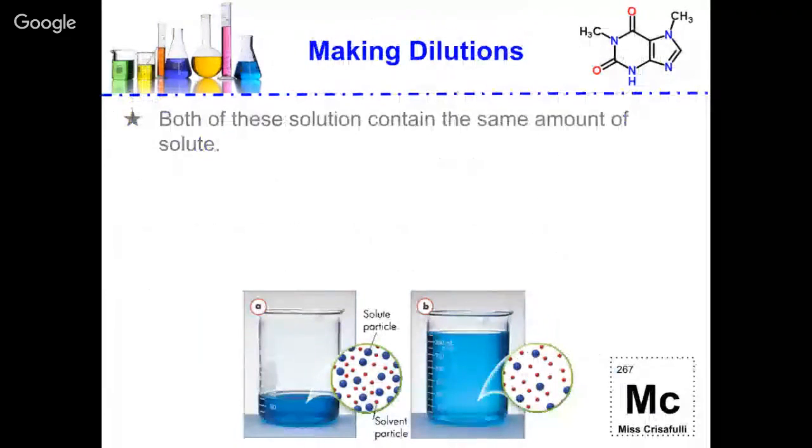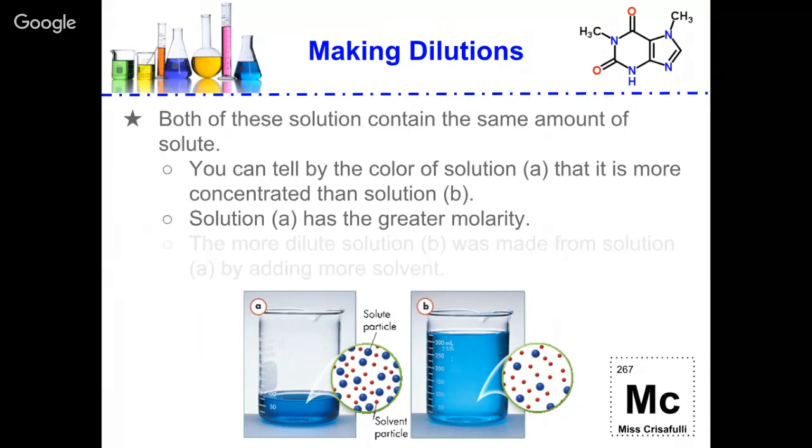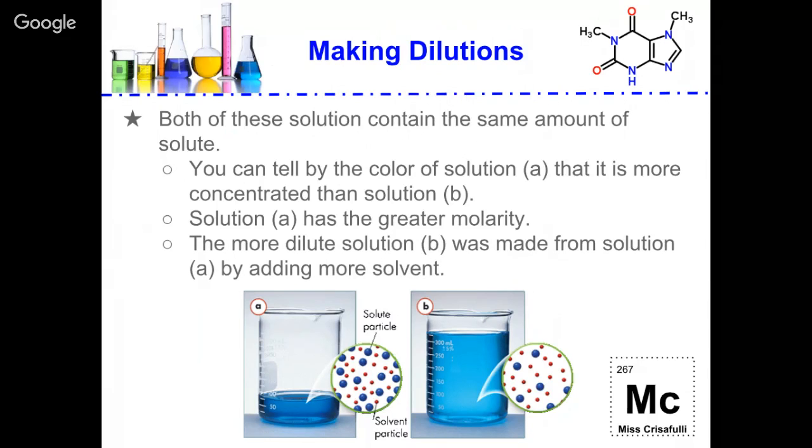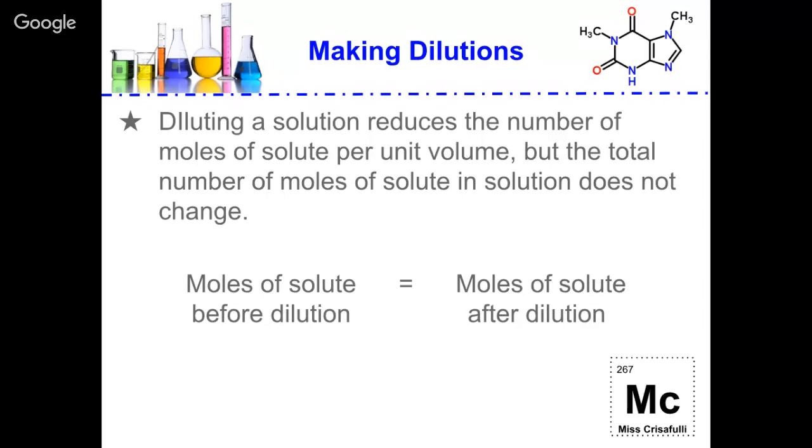So now let's talk about making dilutions. Both of these solutions contain the same amount of solute. You can tell by the color of solution A that it is more concentrated than solution B. Solution A has a greater molarity then. The more dilute solution B was made from solution A by adding more solvent, in this case water. Diluting a solution reduces the number of moles of solute per unit of volume, but the total number of moles of solute in the solution does not change. So moles of solute before dilution is going to equal moles of solute after dilution.